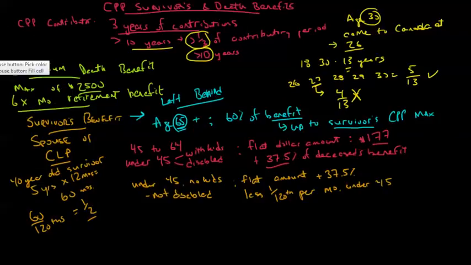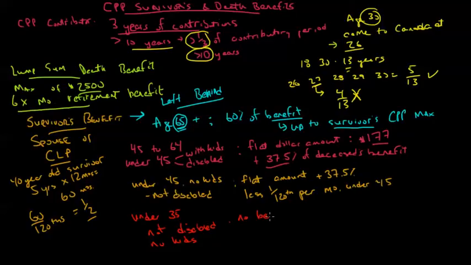And then our last category of people, and if you carry through this math, you've got this figured out already. So we're leaving behind somebody who's under 35, not disabled, and no kids. And here there's going to be no benefit. Now, in each of the bottom three cases, once the survivor gets to age 65, then a benefit starts. So there is a benefit available at age 65.